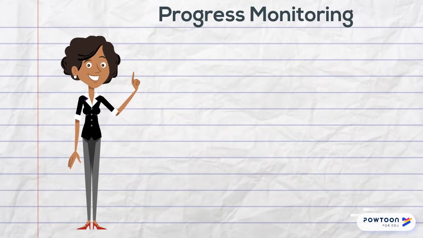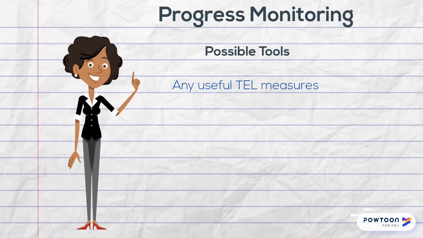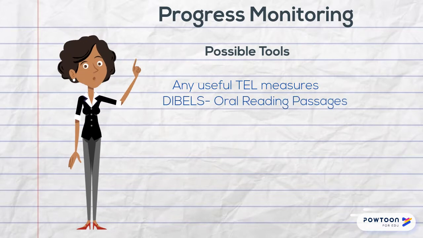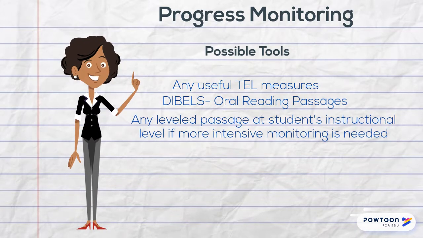Possible tools for progress monitoring include any TEL or Test of Early Literacy measure for students that need support in that area, any DIBELS reading passages, or any leveled passages at students' instructional level where intensive monitoring is needed.